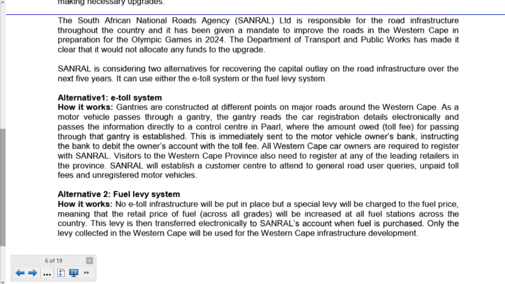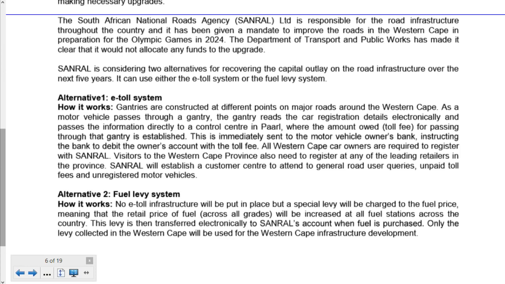Gantries at different points on the Western Cape roads. The gantry reads the registration details, passes it on to a control center in Paarl, where the amount owed for passing is established. It's sent to the motor vehicle owner's bank account, instructing the bank to deduct the money. They have to register. Visitors will also have to register.